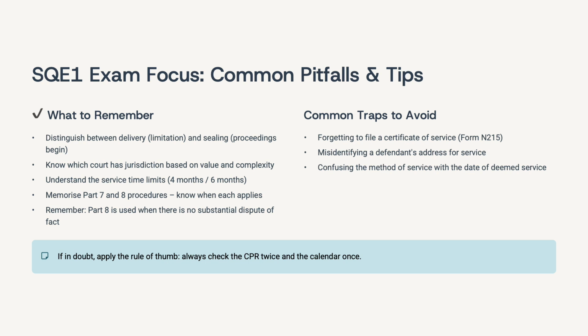So if you forget it, believe me, some people even forget this one as well and they confuse it. Fourth, remember when to use Part 8 instead of Part 7, when there is no substantial dispute of fact. Common pitfalls include forgetting to file the certificate of service, serving the wrong address, and miscalculating the deemed service date. If in doubt, check the CPR twice and the calendar once.